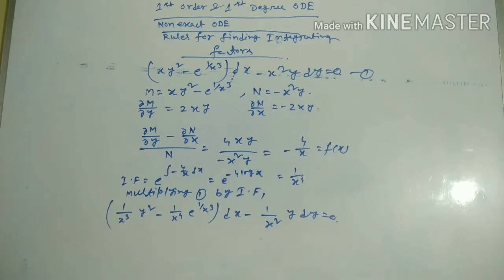It is theoretically proved that a non-exact equation, after multiplying by the integrating factor, becomes an exact equation. For verification, you can check for one sum, but it is not required for all non-exact equations to check whether, after multiplying by the integrating factor, it becomes exact or not. It is not required to check. Okay, it is theoretically proved.